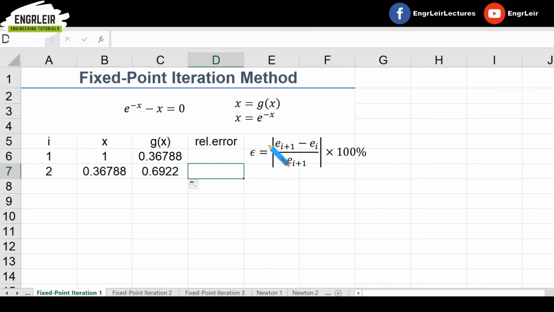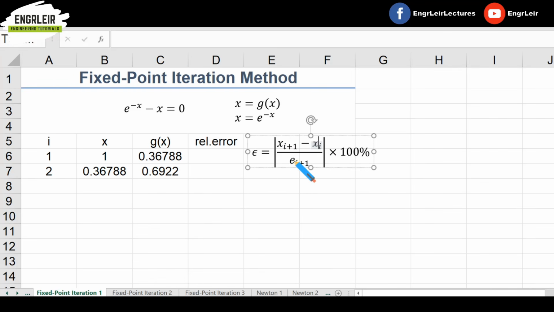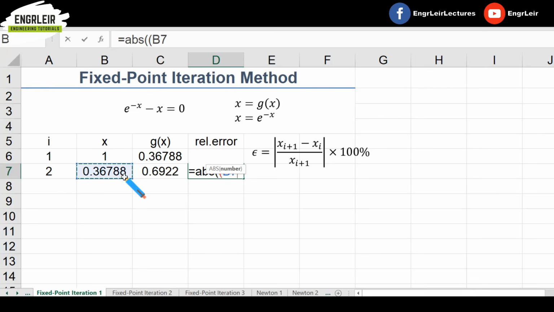Yan. Now, I have here another column called relative error. At ito yung equation for the relative error. Ang gagawin ko lang, this should be x. Paano kunin yung relative error? This is equal to the absolute value nung difference nung new x at saka nung previous x divided by yung new x. Relative error ko, ibig sabihin malaki. Ibig sabihin, yung current x ko at saka yung previous x ko, hindi pa masyadong nagko-converge.